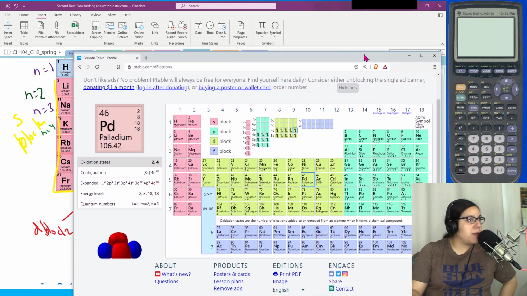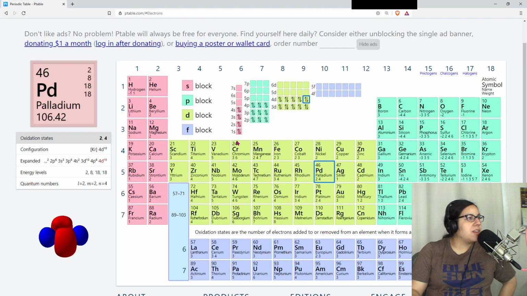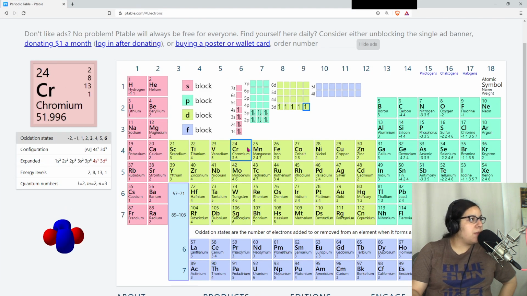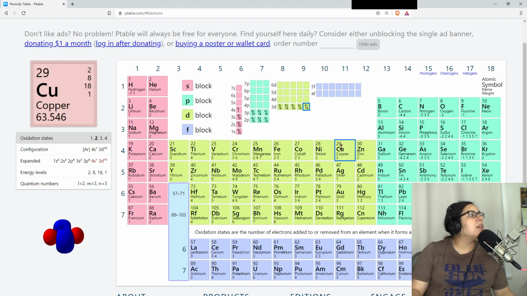You found some more in chromium and in copper already? Now let's take a look at chromium. Yeah, chromium, that's another funny one. Its electron configuration is 4s1, 3d5. Again, I wouldn't expect you to write that. I would expect you to write 4s2, 3d4. Both are perfectly fine, because again, without any additional information, I expect you to just fill it up as expected. Copper has that same thing, so it only has one electron in the s orbital.